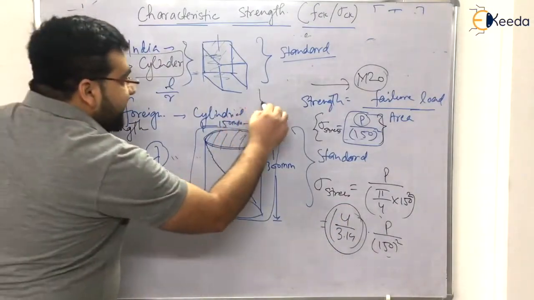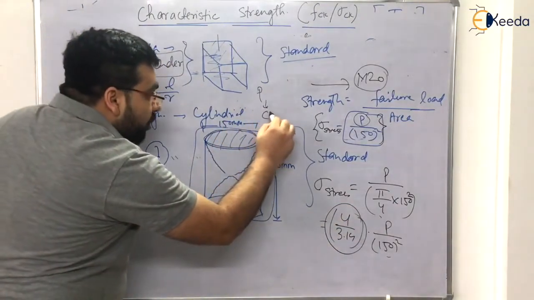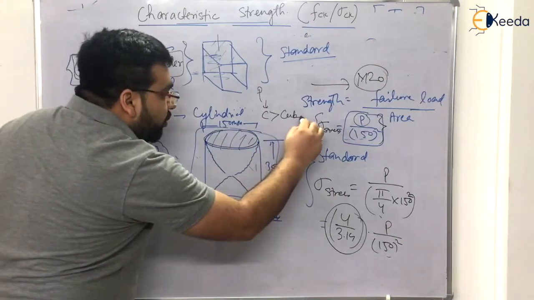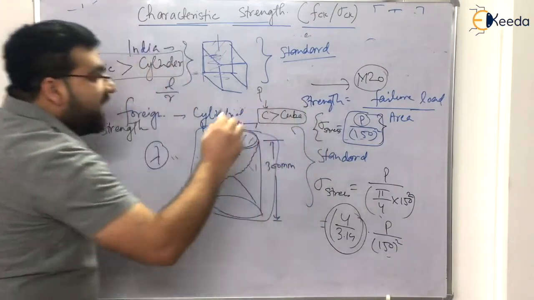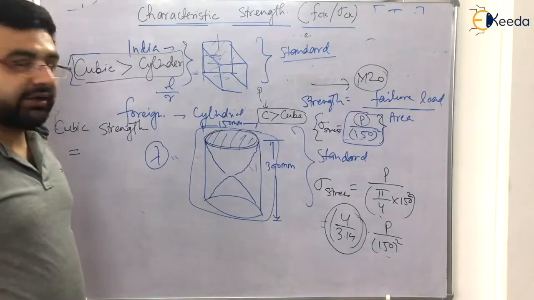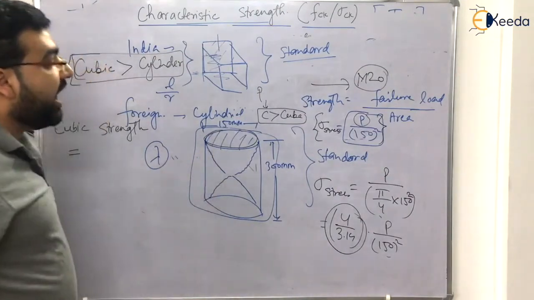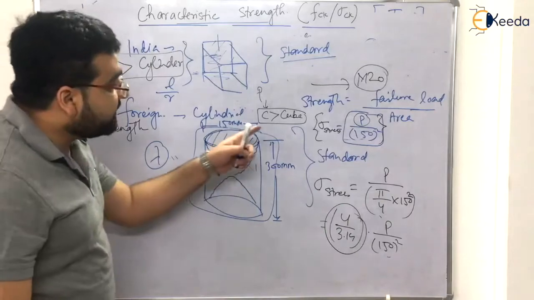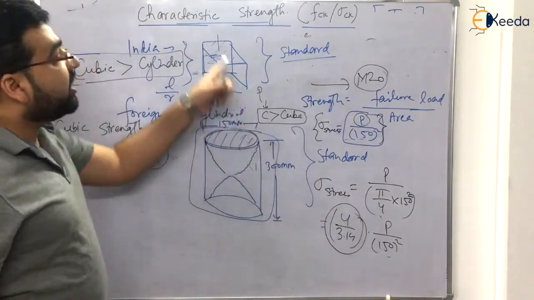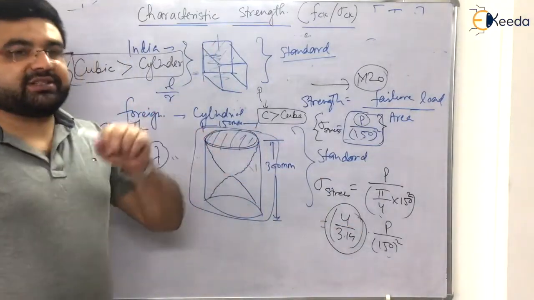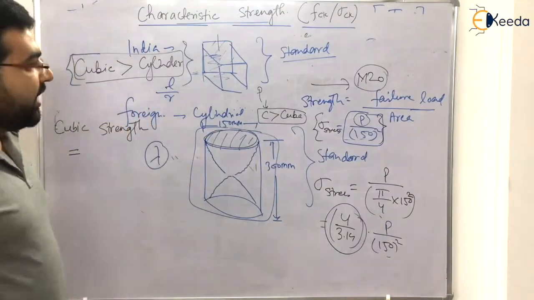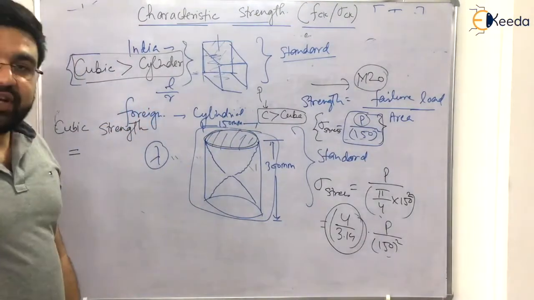So, if for the same load, cylinder is experiencing more stress as compared to cube, which one has a higher probability of failure? Obviously, cylinder will have a higher probability of failure because for the same load, it is experiencing more stress. Number one reason. Number two reason is about the slenderness ratio lambda.